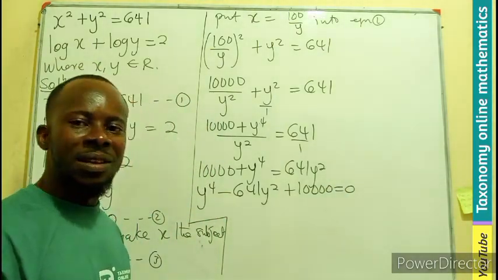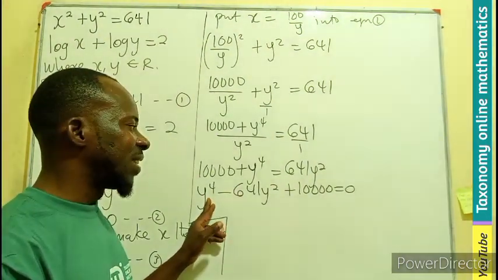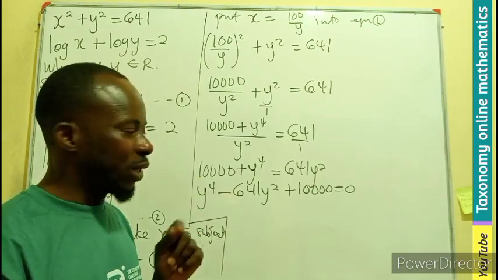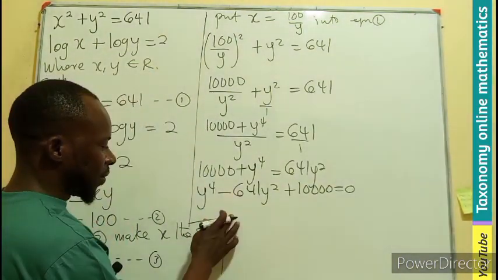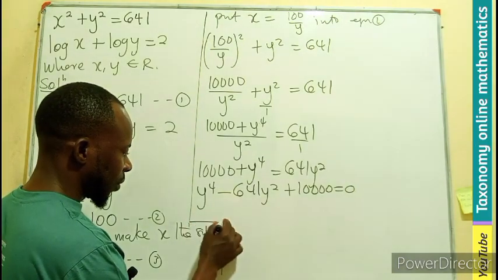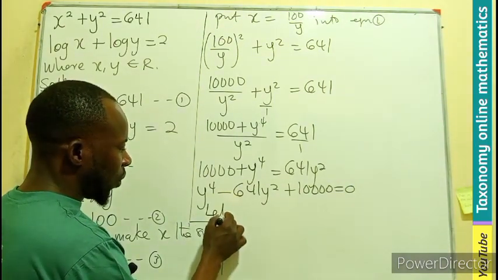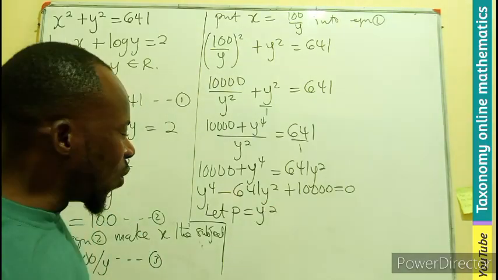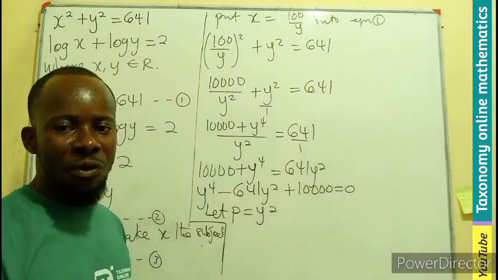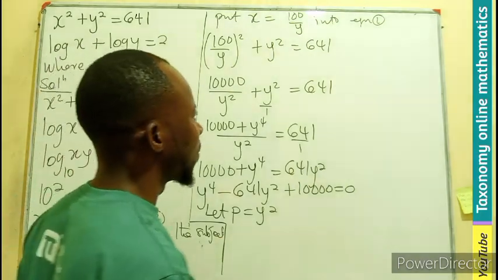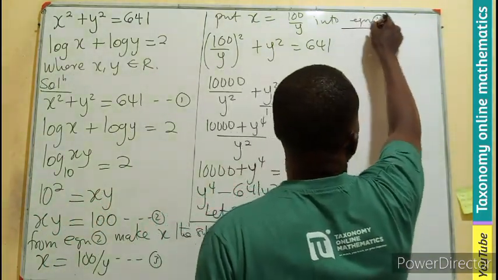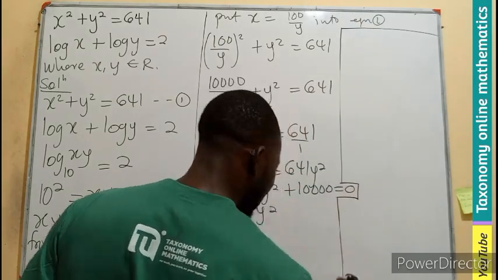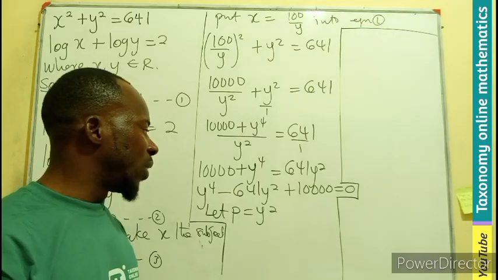So if this is the case, we can see that this power of 4 is a product of 2 times 2. So we can just say, we let p equal y squared, because there's a y squared in y to the power 4. So if that is the case, let's manage the board. We don't have enough space, so let's see how we can introduce that.